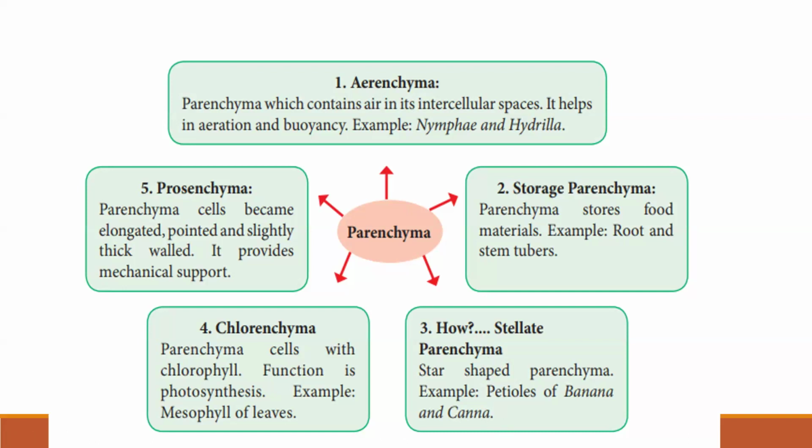So another one is the chlorenchyma. Chlorenchyma means the parenchyma cells contain chlorophyll and help in photosynthesis. Hence the name chlorenchyma: chloroplast plus parenchyma. It is generally seen in the mesophyll of leaves, which is made up of parenchyma cells that contain chloroplasts and help in photosynthesis. So it is called the chlorenchyma.